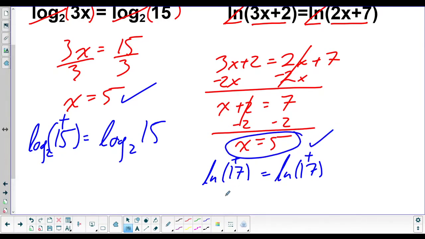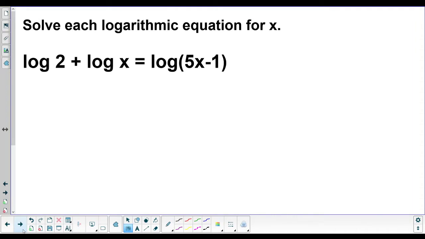If we plug this in and we got something like the natural log of negative 17, we would throw this out and say, you're not allowed to plug negatives into logarithms. That's no good. Get rid of it. Okay. Let's do a couple more just for practice.